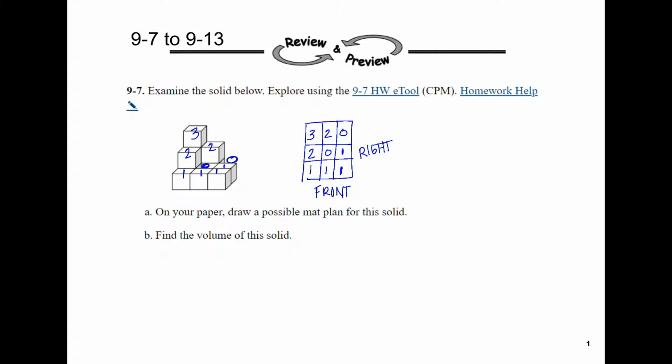That said, find the volume of the solid. So the volume, assuming that there are no hidden cubes, would equal all of the cubes on our map plan added up, which would be approximately 11 units cubed.